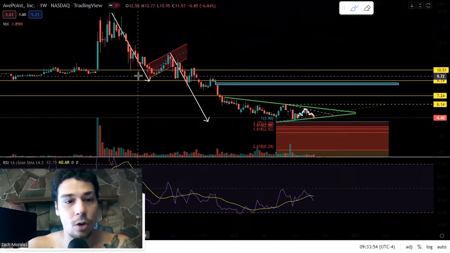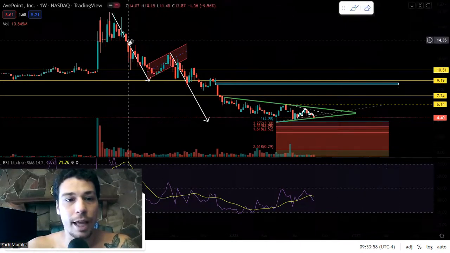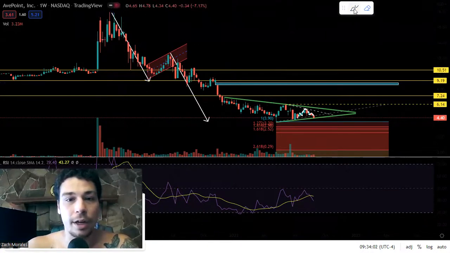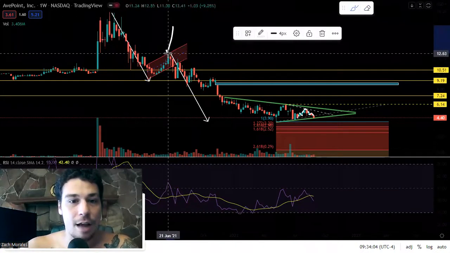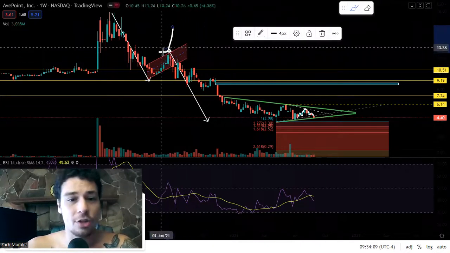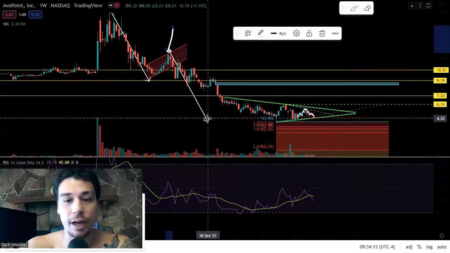So here's the pole, here's the flag. What you do is you can actually just duplicate this drawing right here. You duplicate this drawing and put it at the top of your bear flag, the height point. Once we get the breakdown below, we're going to come and hit this bear flag target.